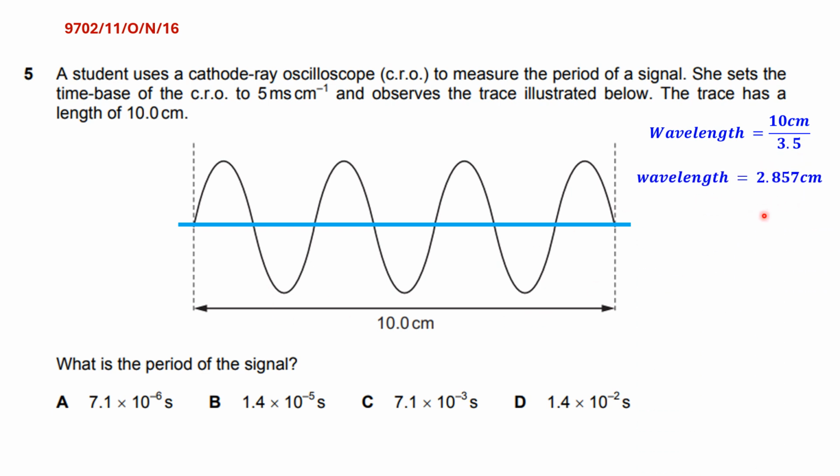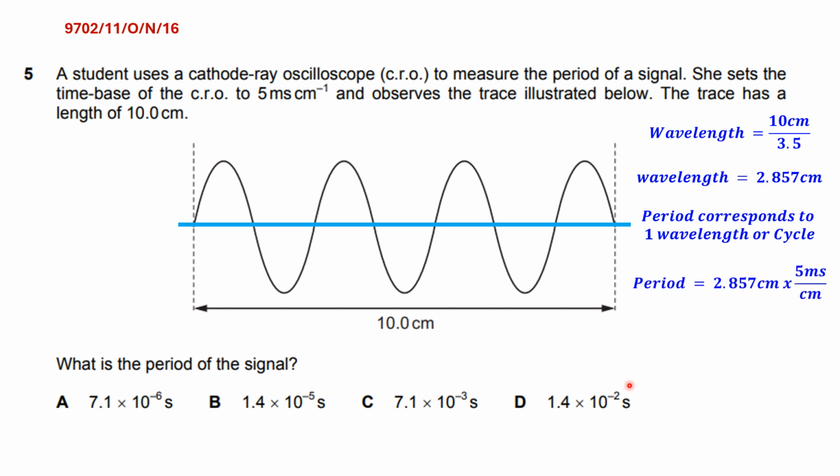So one wavelength has 2.857 centimeters. All right. So now the period corresponds to one wavelength or cycle. The period is 2.857 centimeters times the time base, because now I want to convert the centimeter into seconds, which is a unit for period. So I cancel centimeters with centimeters, and the period is 14.28 milliseconds. Or the period is 14.28 times 10 to the minus 3 seconds. Or option D.